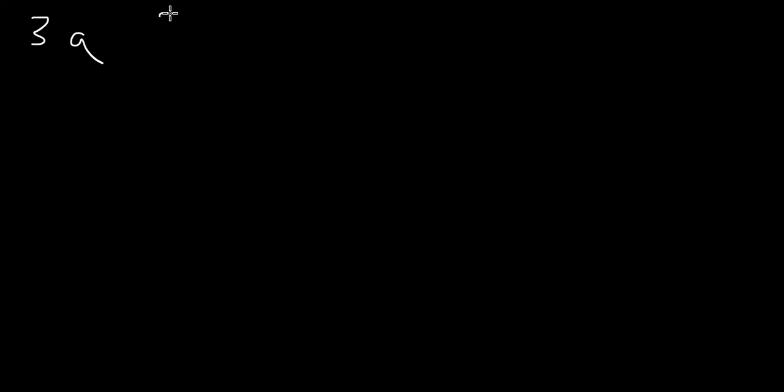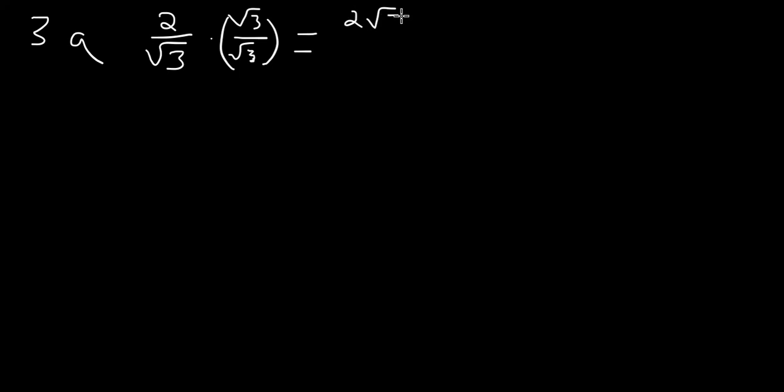For 3a, we have 2 divided by the square root of 3. To rationalize the denominator, we're going to multiply it by the square root of 3 divided by the square root of 3, which is basically just the number 1. 2 times square root of 3 is 2 square root of 3. Square root of 3 times square root of 3 is 3, and we have our answer.